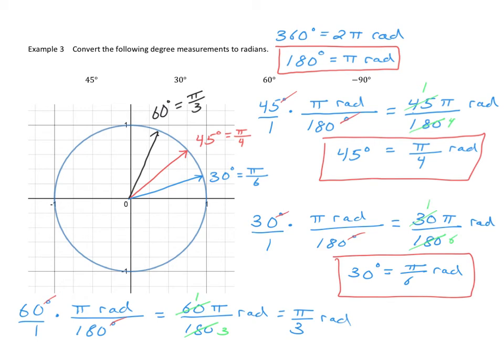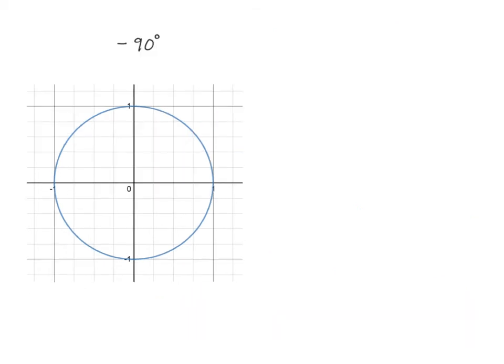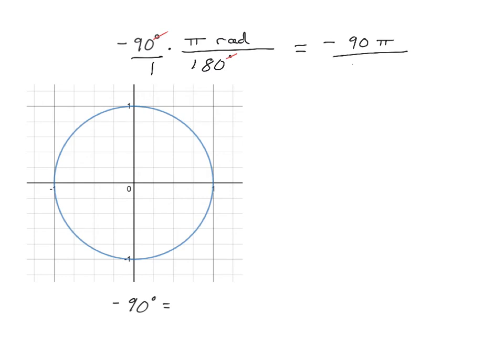Now we have one more. I'll put that on another slide just because we're running out of space. So what about negative 90 degrees? I know it's located right here. So this would be negative 90 degrees. But what is that in radians? We'll multiply by pi radians over 180 degrees, and this will cancel the degrees, and we multiply across, we get negative 90 pi over 180, but radians is the only unit that's left over.